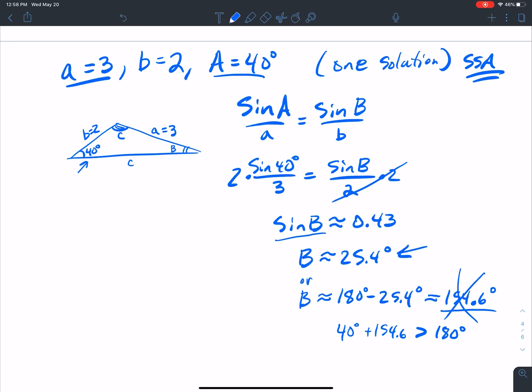So if I know that this angle is 25.4 degrees and this one's 40, I do 40 degrees plus 25.4 degrees plus C equals 180. So that means C, if I subtract those out, I get 114.6 degrees. Okay?